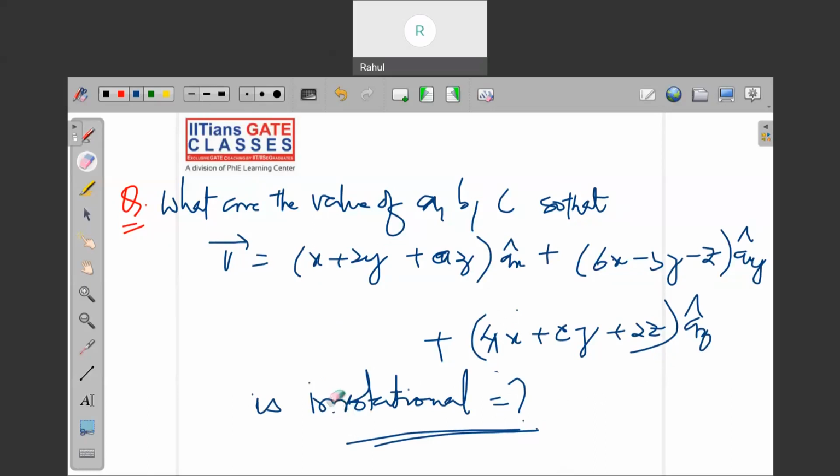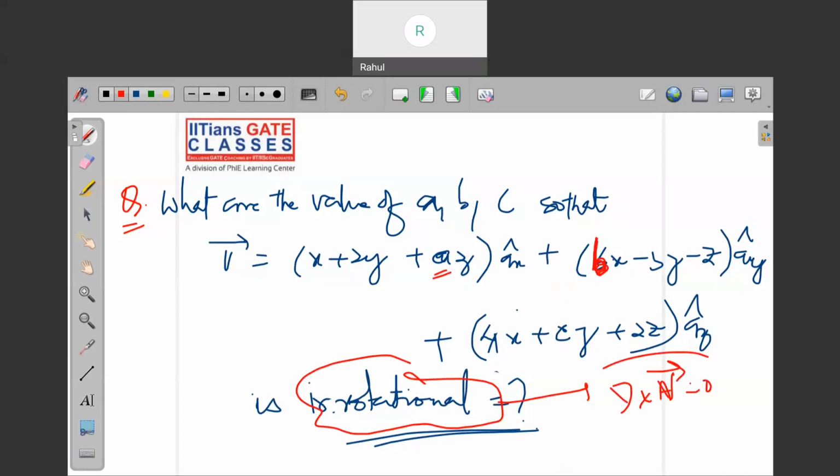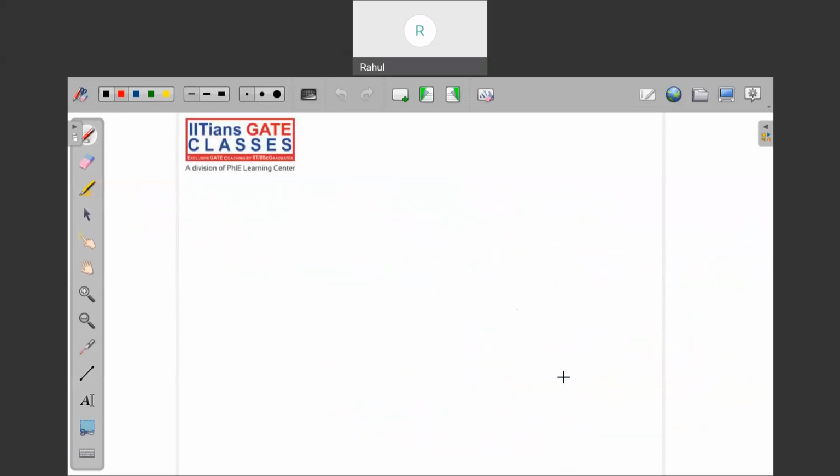So where is A here? A is here, right? And there is a B. Please, this is B, not 6. So now what do you have to do? Irrotational means conservative. Conservative means the curl of the V vector is going to be 0. So just write the determinant, get A, B, and C, everything, right?